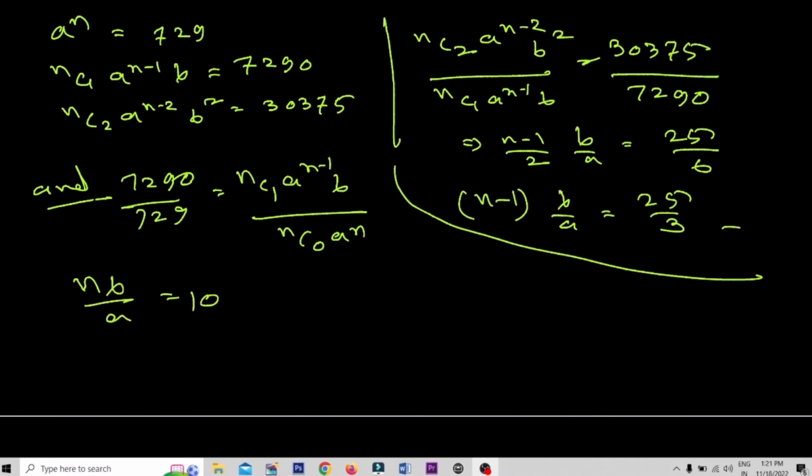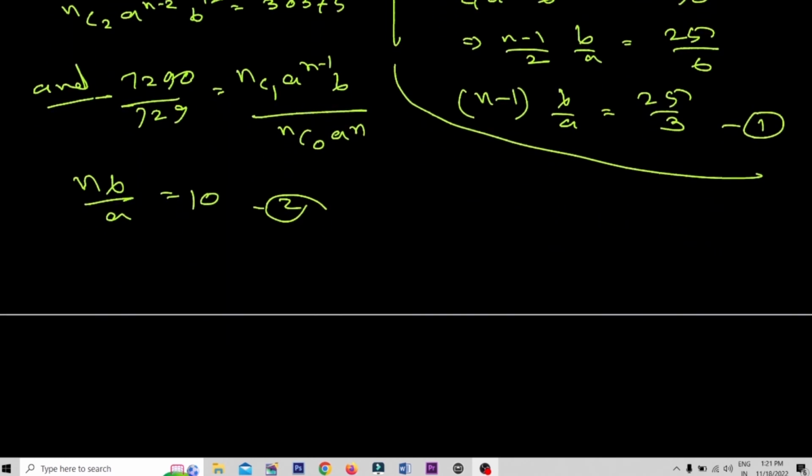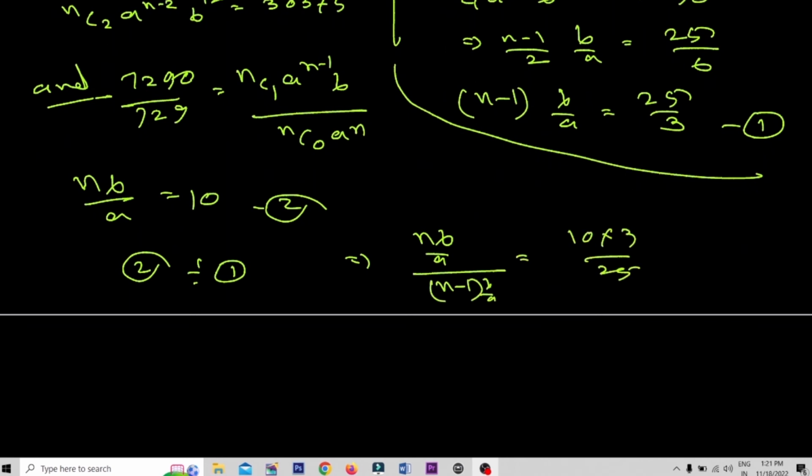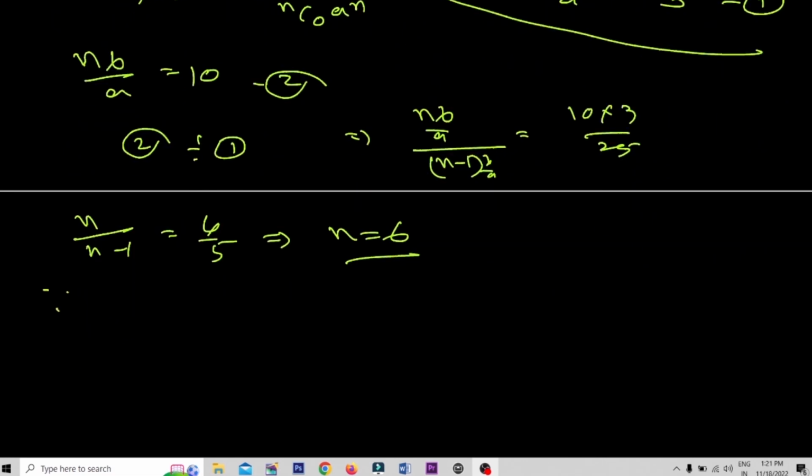Let us give this as equation number 1, and we are giving this as equation number 2. So let us make 2 divided by 1. We are getting nb by a divided by (n minus 1)b by a equal to 10 into 3 by 25. From this b by a is getting cancelled, so n by n minus 1 equals 6 by 5. Accordingly, n equals 6. Since a to the power 6 is 3 to the power 6, therefore a equals 3.